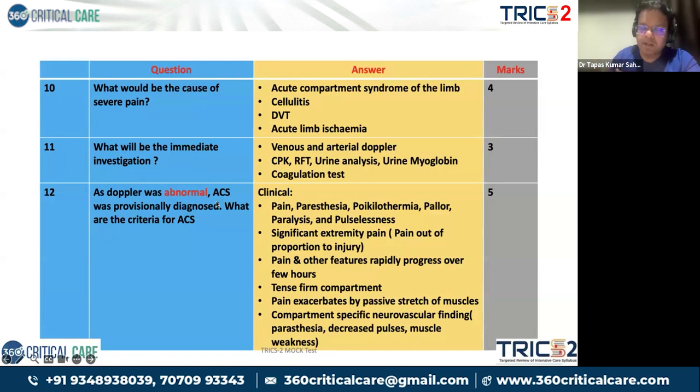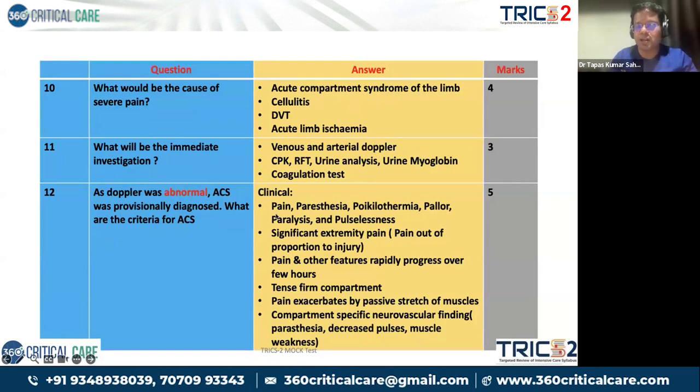Now, you utter the word Doppler. The next question is about Doppler. So you can see your answer is actually the question of the next number. You are saying acute compartment syndrome, immediate investigation would be Doppler. You are saying it is to be Doppler, so the next question is: Doppler was abnormal and ACS was provisionally diagnosed. What are the criteria for ACS? The next question is acute compartment syndrome.